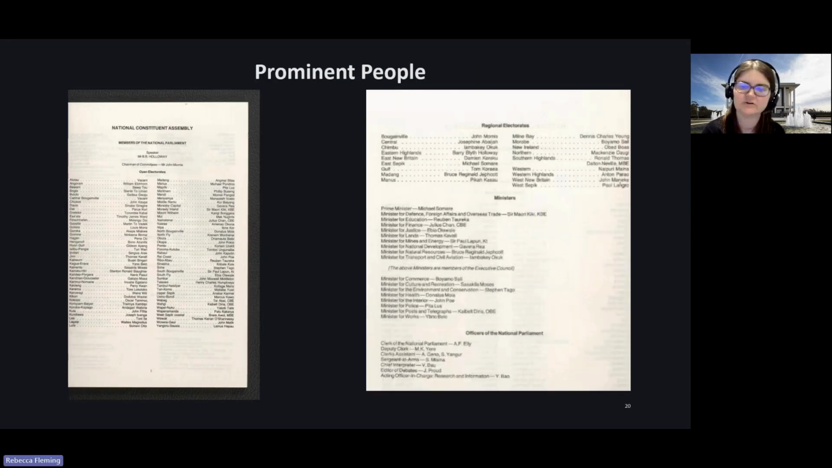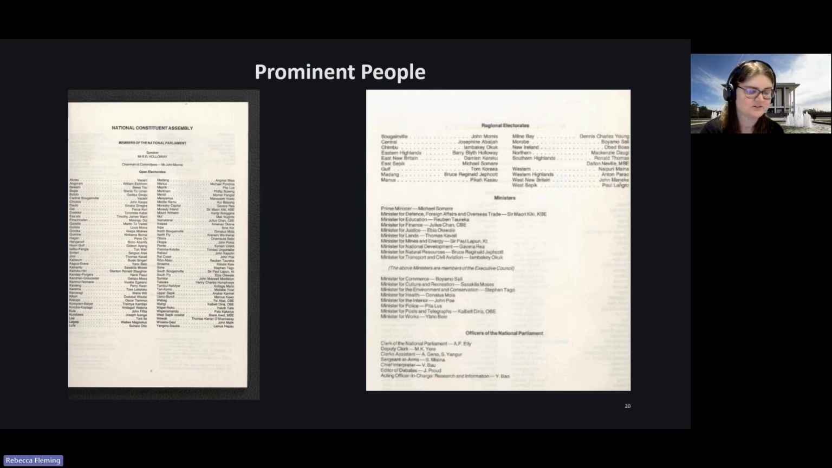As well as key events, we of course have prominent parliamentary figures and prominent figures in Papua New Guinea's history, as you've already seen in some of the quotes. The debates also list members and ministers by electorate, and that's a valuable source of both political and local history, and you can see an example there of the detailed list you can see at the start of the papers.